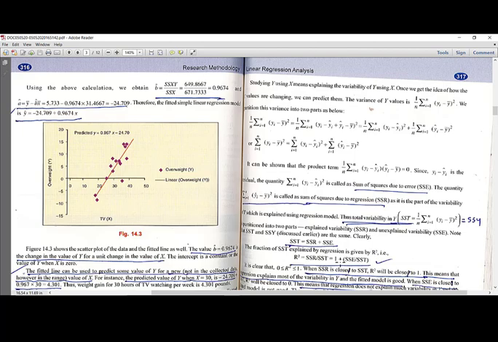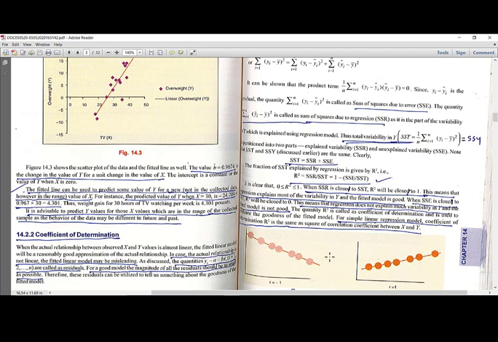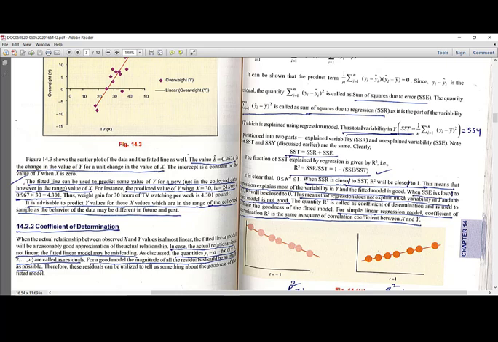It is clear that the R square value lies between 0 and 1. When SSR is closer to SST, then R square will be closer to 1. Here you can see that R square is defined as SSR by SST, so when SSR is closer to SST, R square will be closer to 1. This means that regression explains most of the variability in Y and the fitted model is good. That means R square value equal to 1 means the fitted model is good.